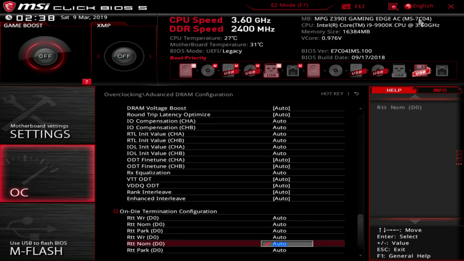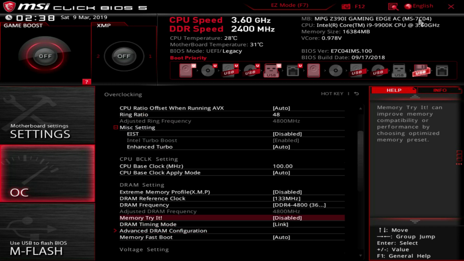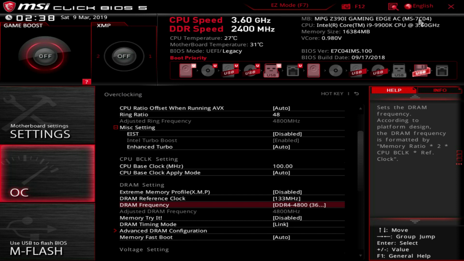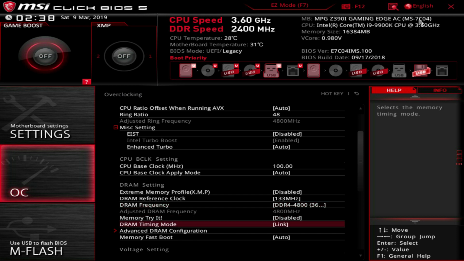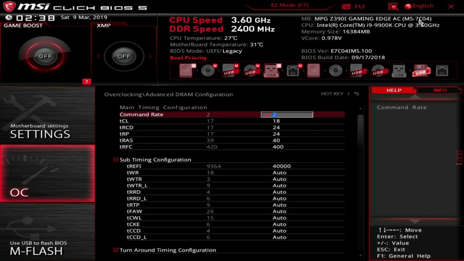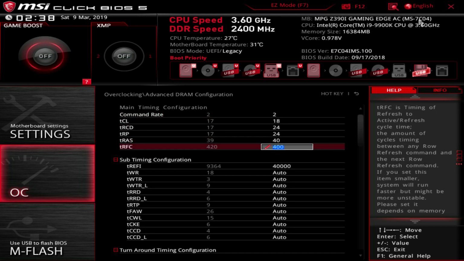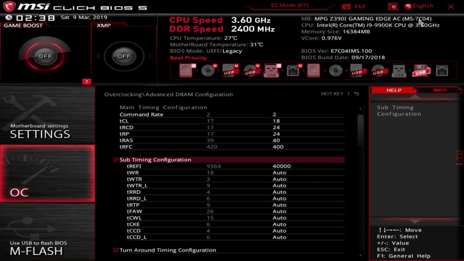Maybe not at this speed, right? We're at 4,800 here. So it might not be stable at this speed just because that's a ridiculous speed and that's going to be really taxing on the memory controller. But at lower speeds, 440,000 would work just fine.